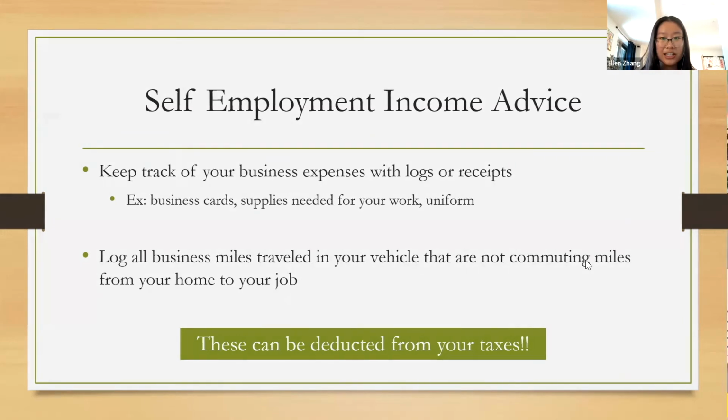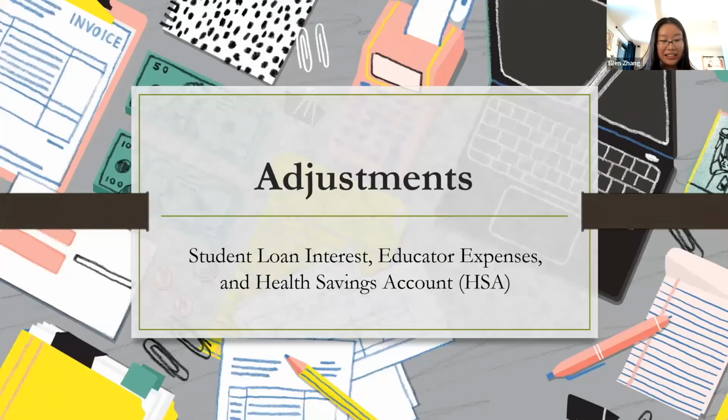So moving on into adjustments. Remember that adjustments reduce your AGI, otherwise known as your taxable income. So the adjustments are very few because a lot of them fall under deductions and credits instead, which we'll be talking about next lesson. And so the few relevant adjustments that I picked out are the student loan interest, educator expenses, and the health savings account.